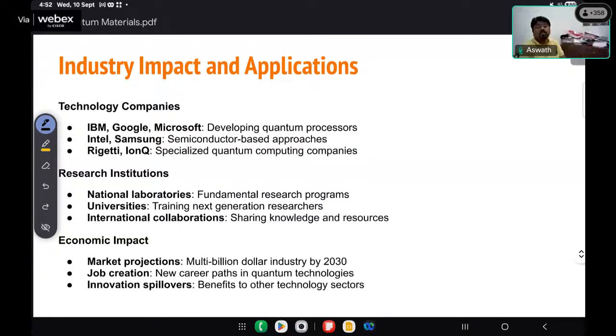And job creation: new career paths are going to come up in quantum technologies, as many governments are pouring in money for quantum research and the establishment of labs and infrastructure. Obviously, to maintain them, we need a workforce. Innovative spillovers would be benefits to other technology sectors. For example, the medical and communication sectors are existing domains which are already taking the fruits from quantum computing.